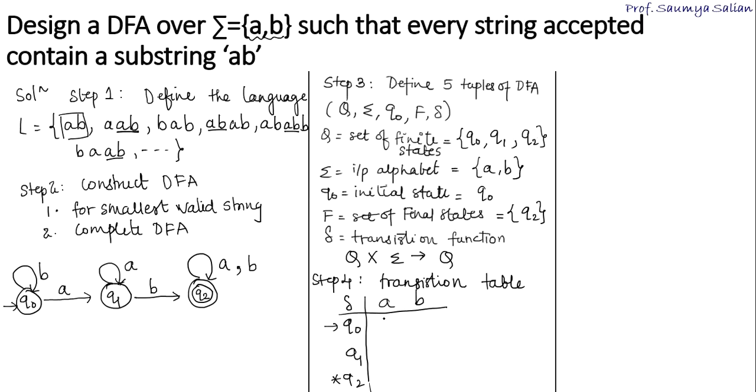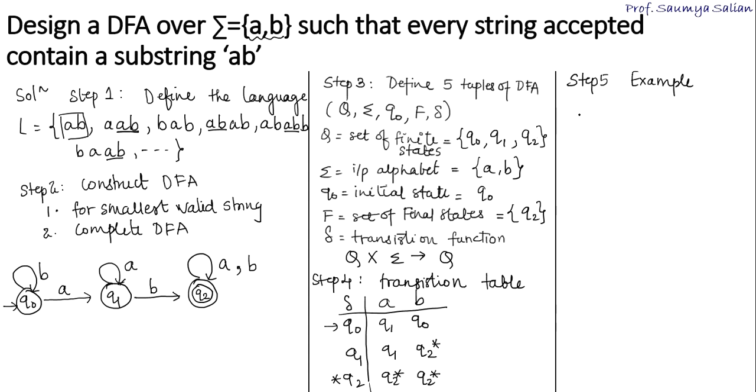Q0 on A goes to Q1. Q0 on B goes to Q0. Q1 on A goes to Q1 itself. Q1 on B goes to Q2. Q2 on A and B goes to Q2 itself. So Q2 is my final state. I've mentioned that. Last step, step 5, is to give an example.